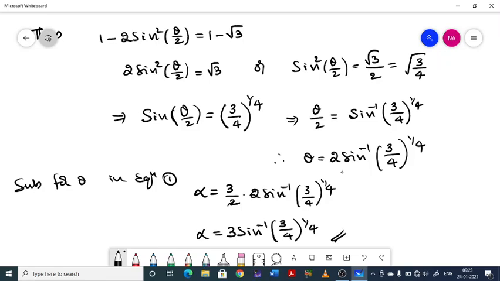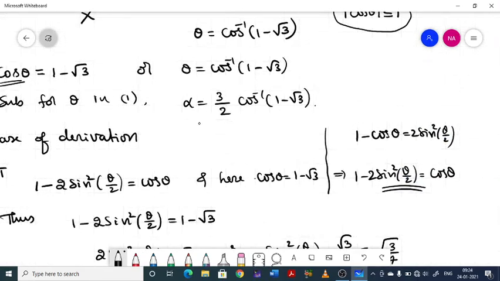So you have two cases. Alpha equal to 3 into sin inverse of (3 by 4) whole power 1 by 4 is one case. Another one, you can simply stop here: 3 by 2 into cos inverse of 1 minus square root of 3. So this depends on the problem statement. If you are just asked to find the angle of intersection, you can stop here only, no need to continue.